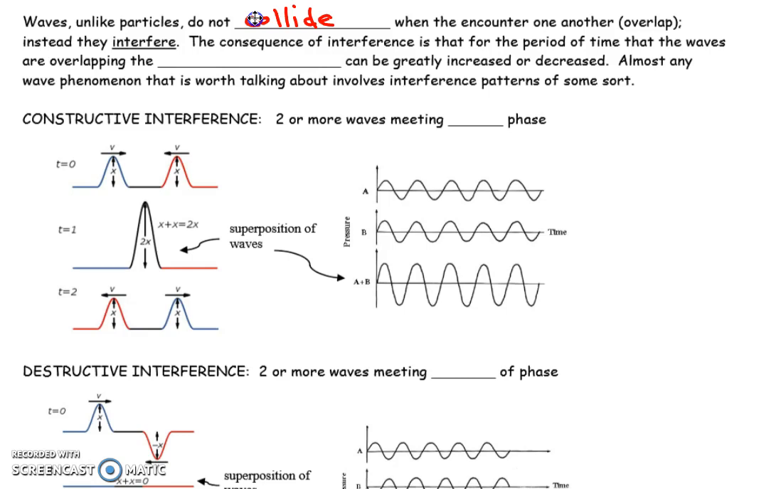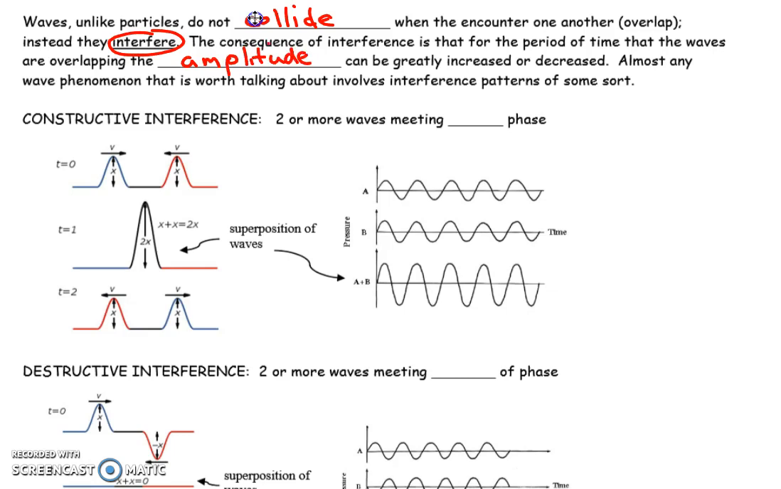When waves overlap, they don't collide and conserve momentum, bounce off each other. No, no, no. When they encounter one another, they interfere. Okay, what does that mean? It means that for a short period of time, whenever they're overlapping, the wave's amplitude can be greatly increased or decreased.